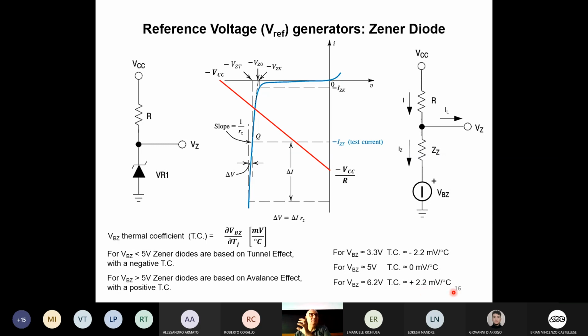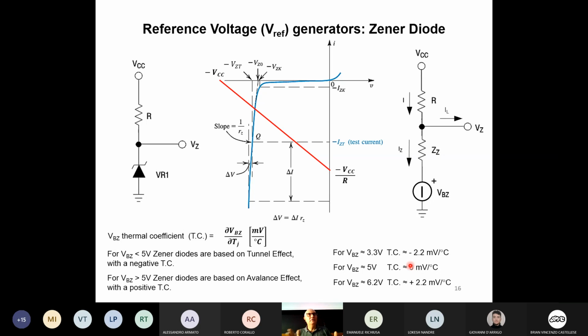That's a magic number. While if we are around 3.3 volts, we have a minus 2.2 millivolts per Celsius degree. This means that we can match those diodes with transistors in some particular situations. Depending on whether we want to compensate a plus or minus, we can choose one diode or the other one. That's why I'm emphasizing these 3 voltages. Depending on the circuit we are interested in, we can change the diode.